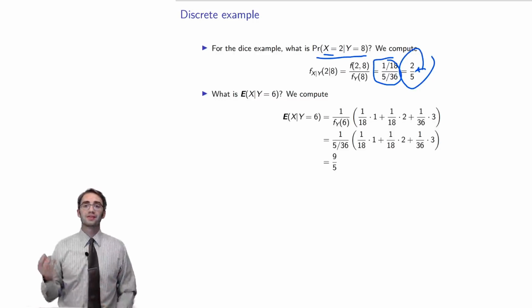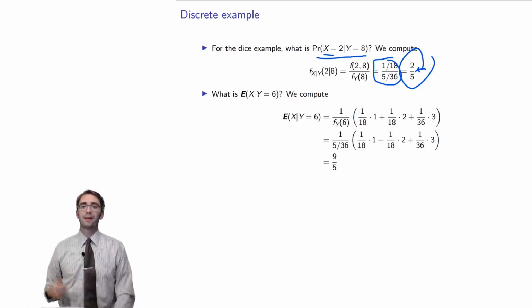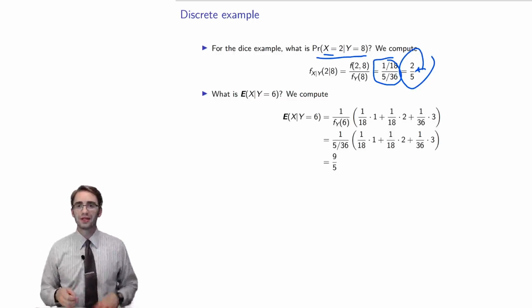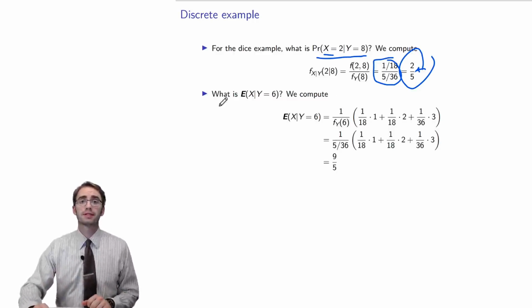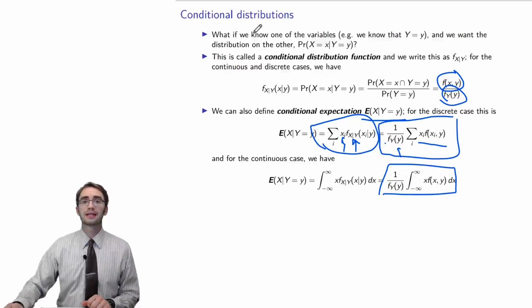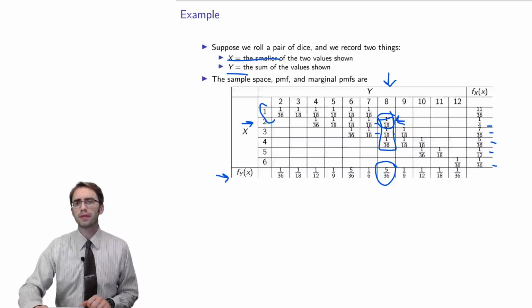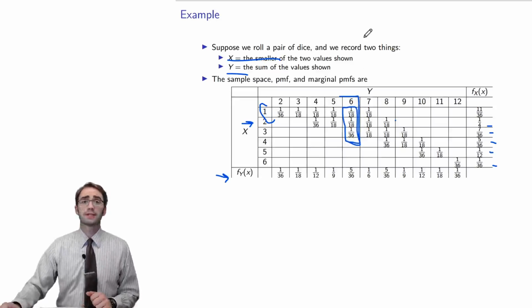So if I know that 2 dice sum to 8, then the probability that the lesser of those two values is 2 is 2/5. Let's do a conditional expectation example. What's the expected value of x if I tell you that y is equal to 6? Let's go back to that table again and look at what that is referring to. I've told you that y is equal to 6, so let's erase all this here. I've said y is equal to 6, which means that the dice sum to 6, and that means we're interested in these 3 entries there, like that.